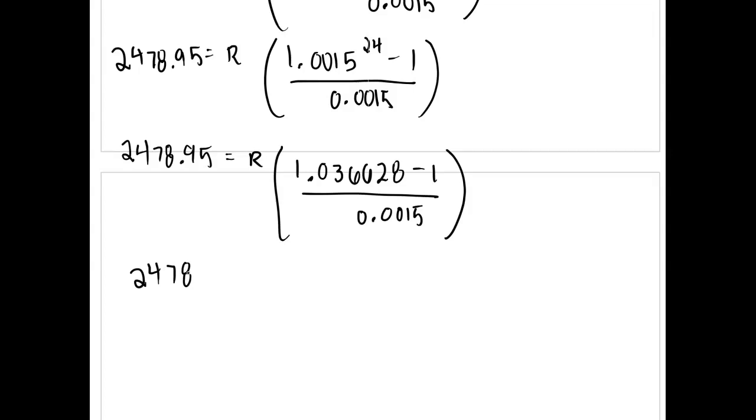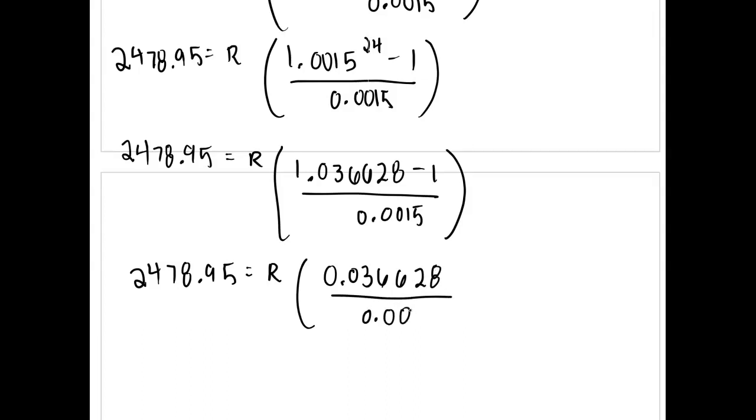Next, I can subtract 1 in the numerator. So subtracting 1 in the numerator gives 0.036628. Next, I can perform that division. So at this point, you can perform this division here. That leaves $2,478.95 equals your regular payment times 24.418590.